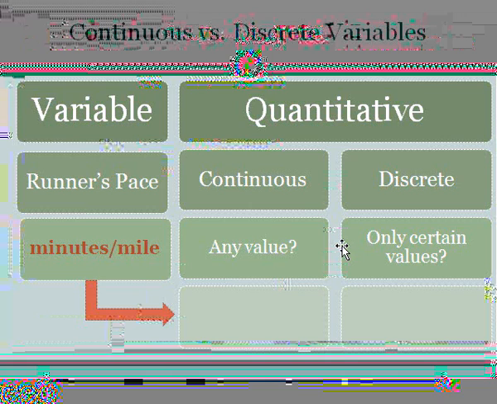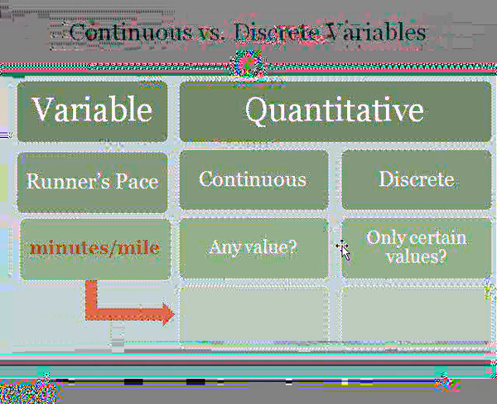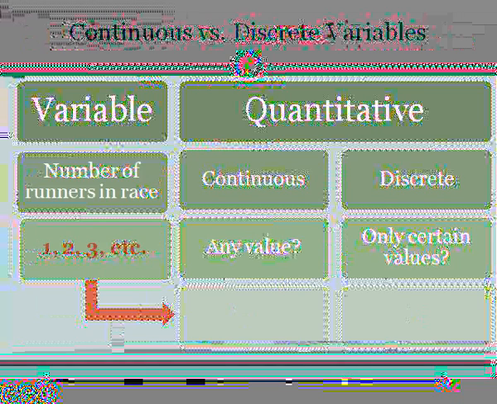Consider an example. For the variable of a runner's pace described in minutes per mile, is this variable continuous or discrete? A continuous variable can take on any value, while a discrete variable can only take on certain values. In this case, a runner's pace could take on any value. It could be 6 minutes per mile, 6 minutes and 1 second per mile, 6 minutes and 1/2 a second per mile. You get the picture. There is no limitation on the values that the variable can take on. Therefore, runner's pace described in minutes per mile is a continuous variable.